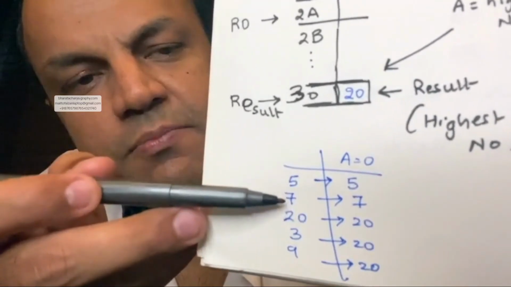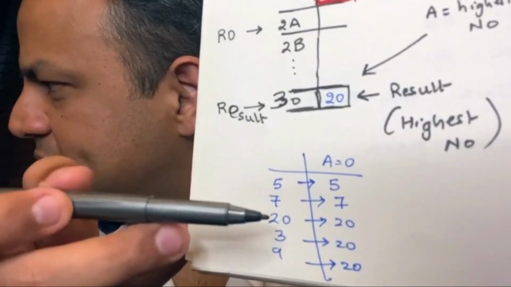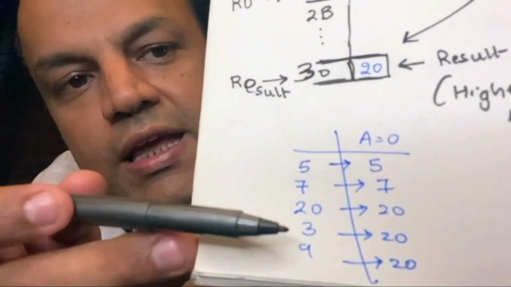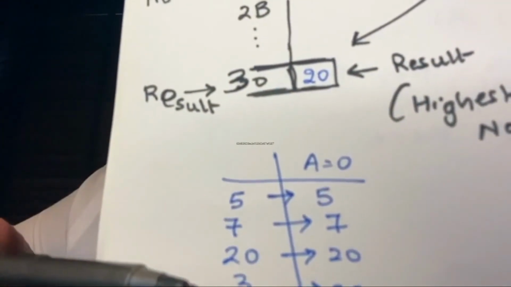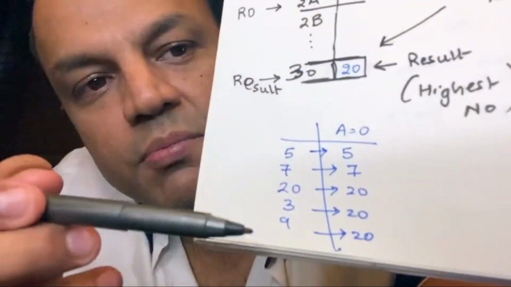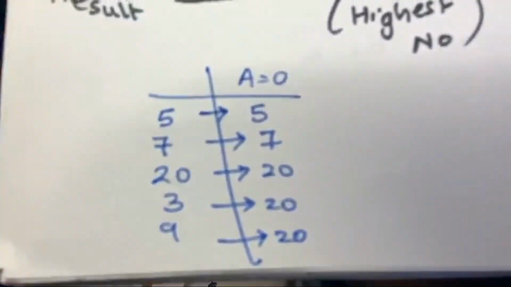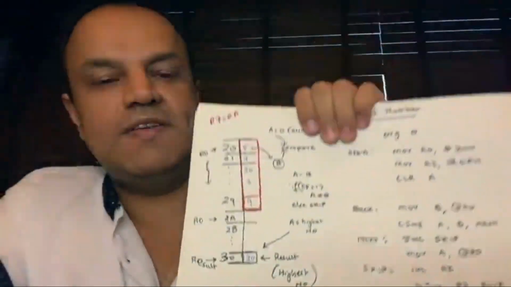Next time 5 and 7 will be compared. Yes, 7 is bigger. So A will become 7. 7 and 20 will be compared. Yes, 20 is bigger. A will become 20. 20 and 3 will be compared. No, there will be no carry. 20 minus 3, there is no borrow, no carry. So we will skip, which means A will remain 20. 20 will be compared with 9. Again, no carry. A will remain 20, which means when this program runs, the highest number will be in A, which will be 20. Tell me, did you understand this?